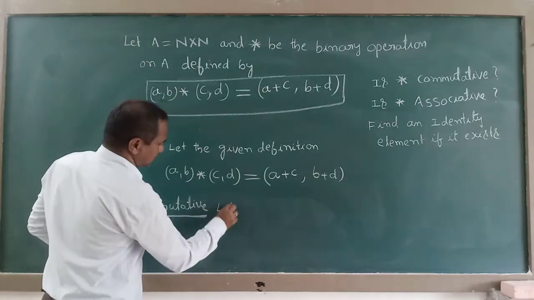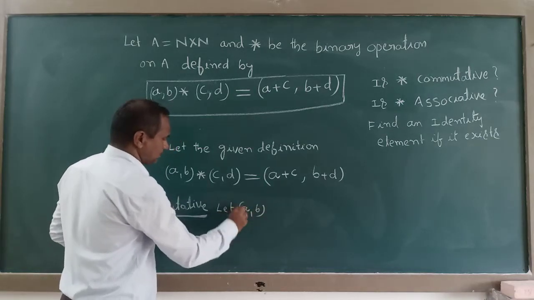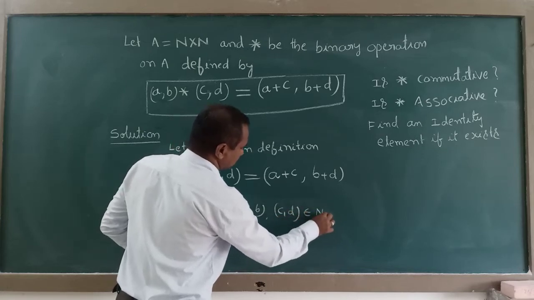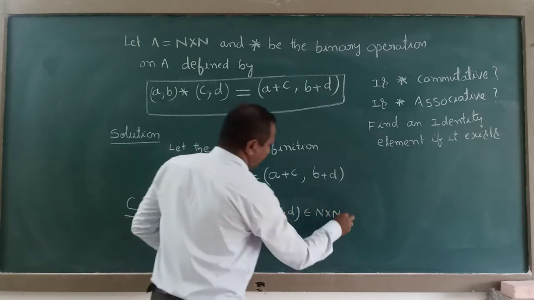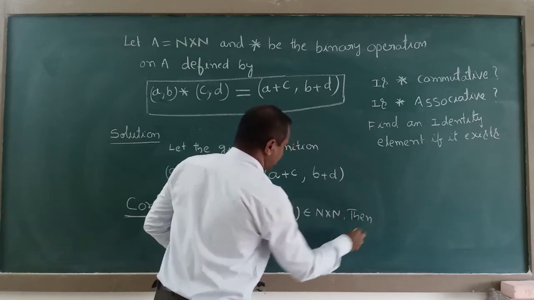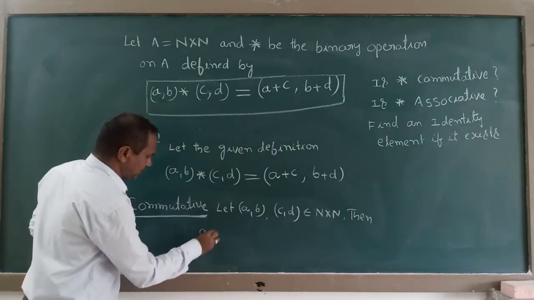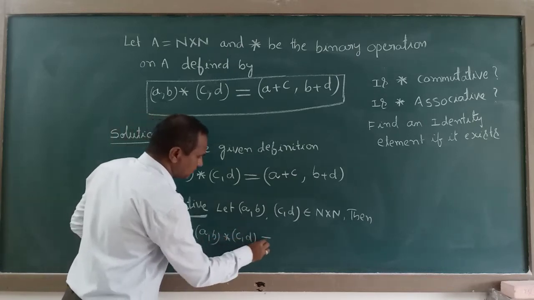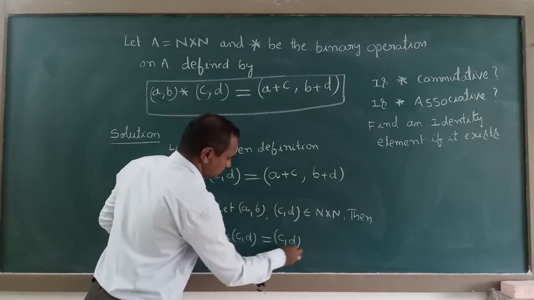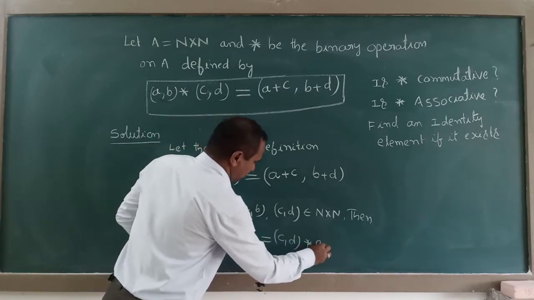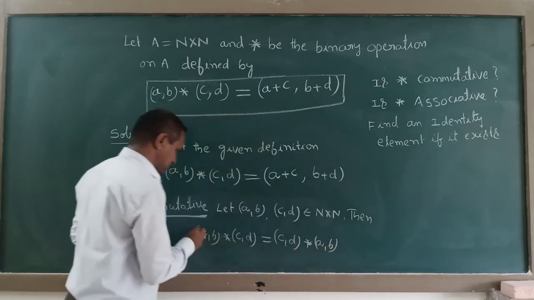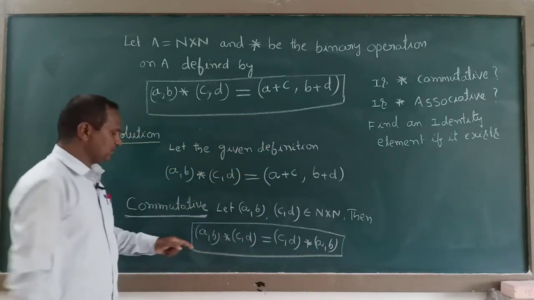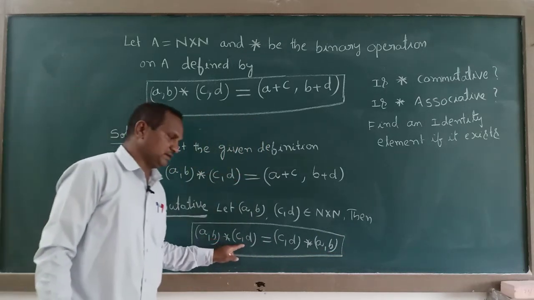Let A comma B be one ordered pair and C comma D belong to N cross N. Then definitely this property should be satisfied, that is A comma B star of C comma D is equal to C comma D star A comma B. You have to prove this. They did not give single letters here; instead of A and B, they gave C comma D.